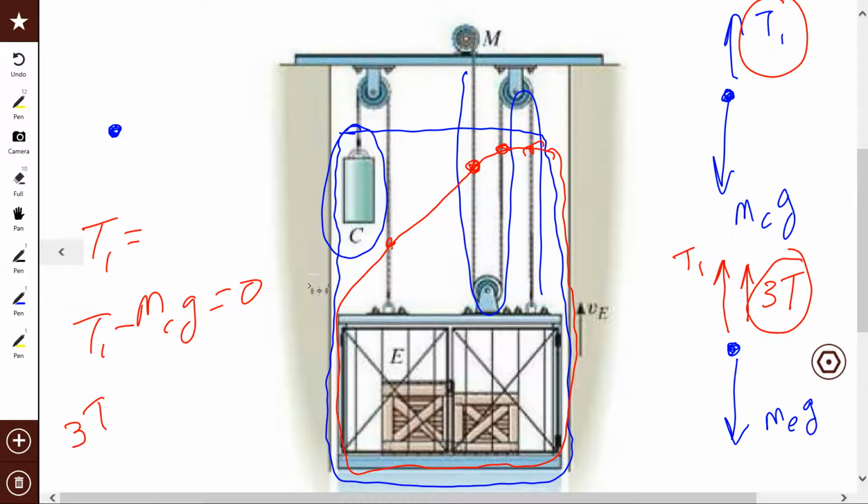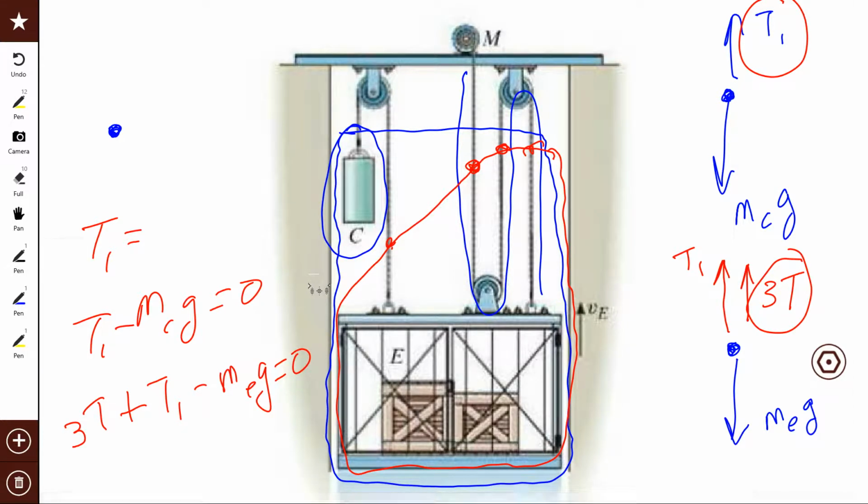3T plus T1 minus mass of the elevator, g, equals 0. Can you solve for T? Okay, so now I've got T. Now all I need is the speed of the rope. How am I going to find that?